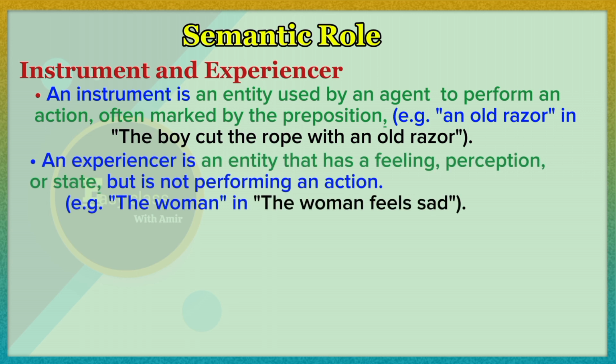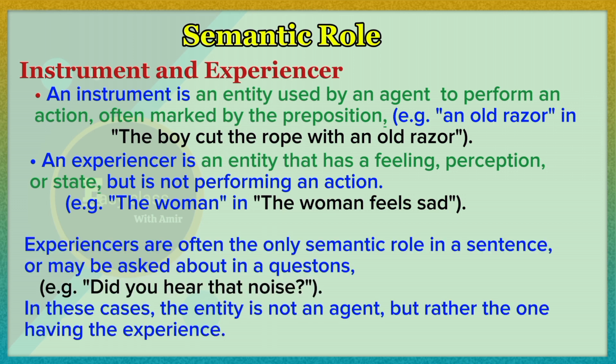Experiencer is the semantic role of the noun phrase identifying the entity that has the feeling, perception, or state. We feel, hear, or enjoy something. We are not really performing an action. Hence we are not agents. We are in the role of experiencer. In the first sentence below, the experiencer, the woman, is the only semantic role. In the second example, the question is asking if you had the experience of hearing the theme, that noise.